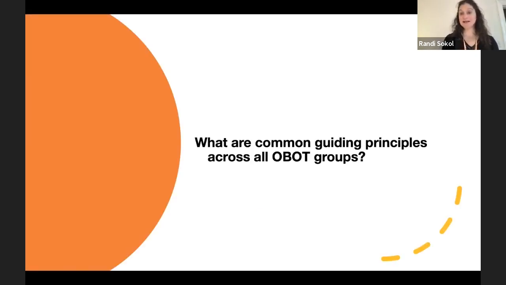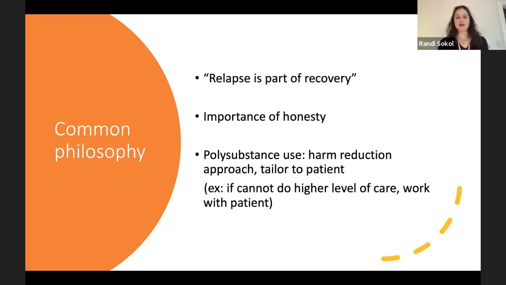Okay, so some of the guiding principles. We have about 4 minutes, and then I'm going to stop and take questions. Some of the guiding principles behind all this work is that, 1, we recognize relapse as part of recovery. We are not going to kick people out if they're relapsing. We say, okay, you're struggling. How can we support you? We want people to be honest with us. And the more honest they are, that's how you engage in recovery.